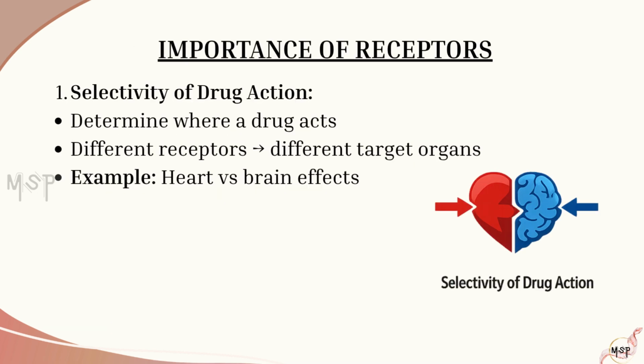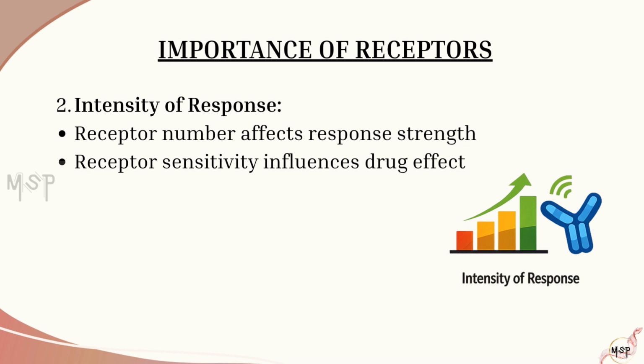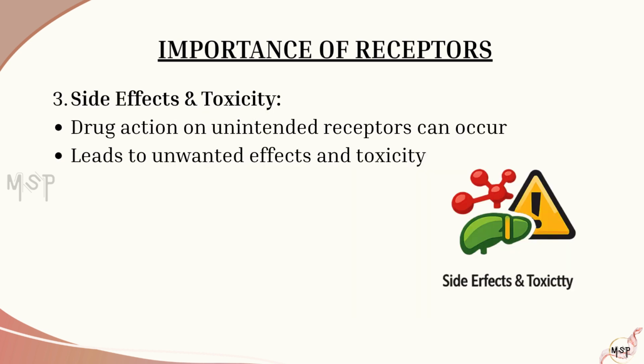So why are receptors so important? First, they determine the selectivity of drug action. That's why one drug affects the heart, while another targets the brain. It all depends on where those receptors are located. Second, receptors determine the intensity of the response. The number and sensitivity of receptors decide how strong the drug effect will be. And finally, receptors help explain side effects and toxicity. If a drug interacts with receptors in unintended tissues, it can produce unwanted effects.